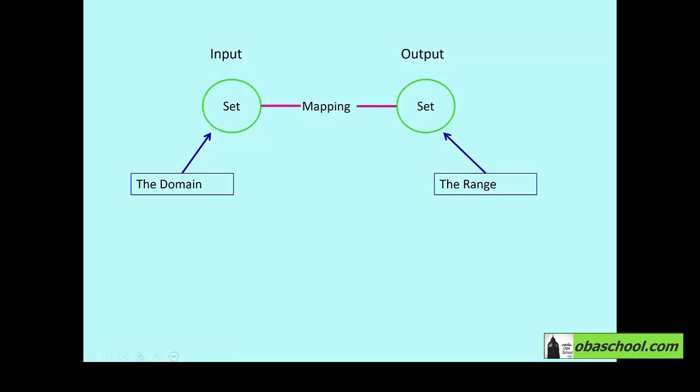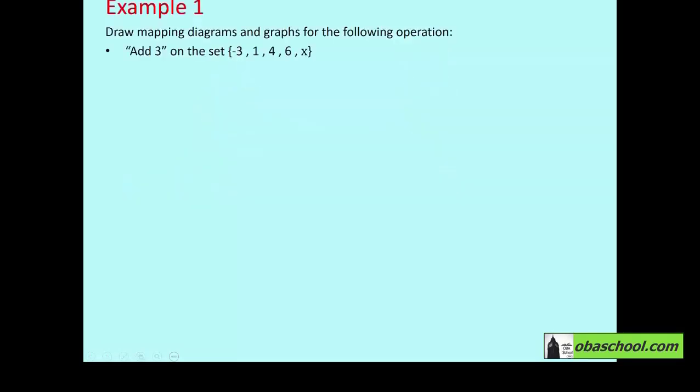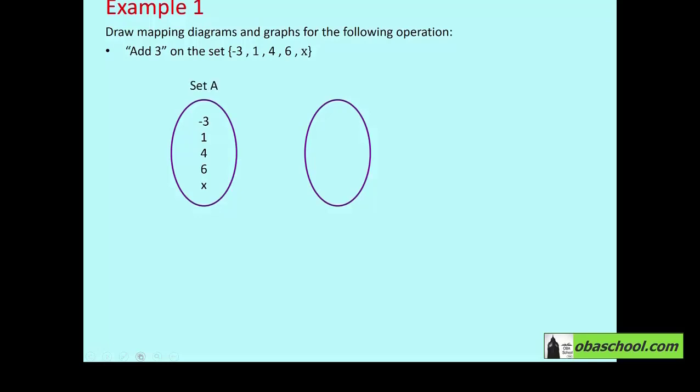Now let's see how we can represent a mapping by a diagram. Consider the first example. Draw mapping diagrams and graphs for the following operation: add 3 on the set -3, 1, 4, 6, and x. This means that the basic set consists of the numbers -3, 1, 4, 6, and x. Now, if I want to make a mapping, this means that I have to draw a new set. I have to add 3 to each number. The first set is set A, and the set that I have to make is set B.